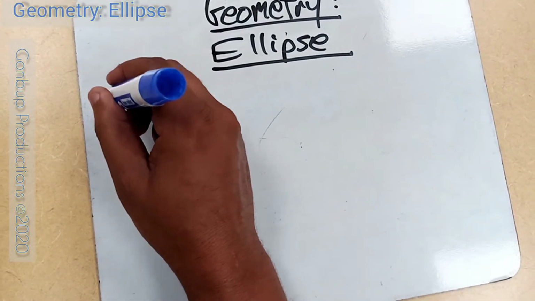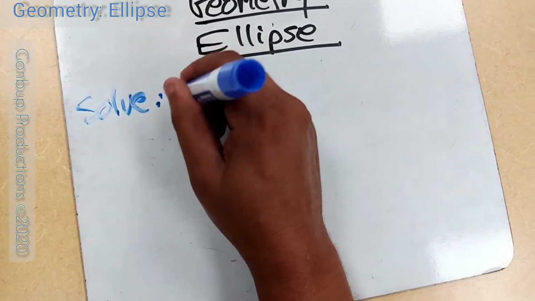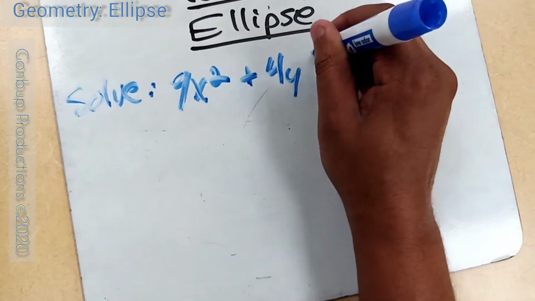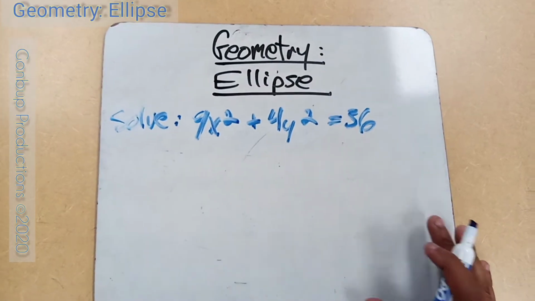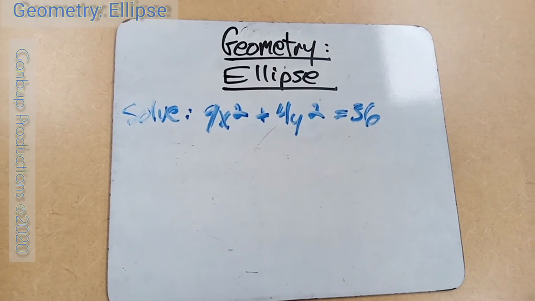Hey, good morning. Today we're working on geometry. This is ellipse. This is how to calculate the center and then graph. Okay, we're going to solve 9x squared plus 4y squared equals 36.